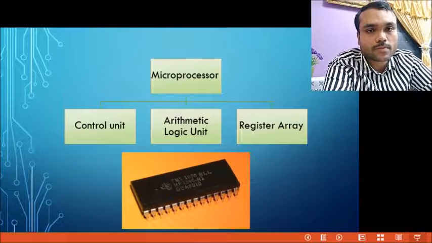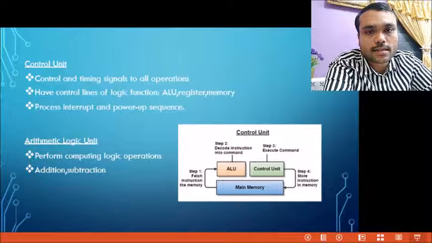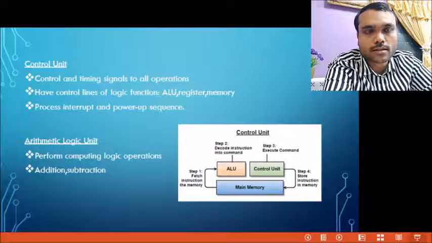So I'm going to explain about microprocessor. Basically, microprocessor are made up from 3 main units, which is control unit, arithmetic logic unit, and register array. A control unit is circuitry that directs operation within a computer processes. It lets the computer logic units, memory, input, and output devices know how to respond to instruction received from a program. It also processes interrupt and power up sequence.